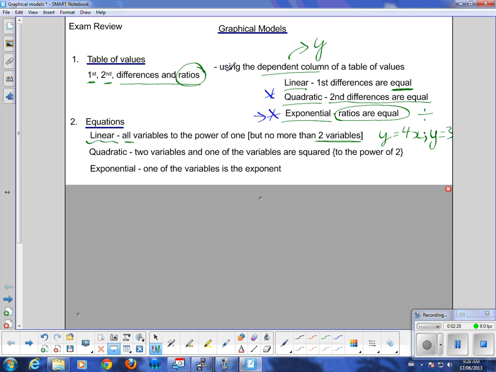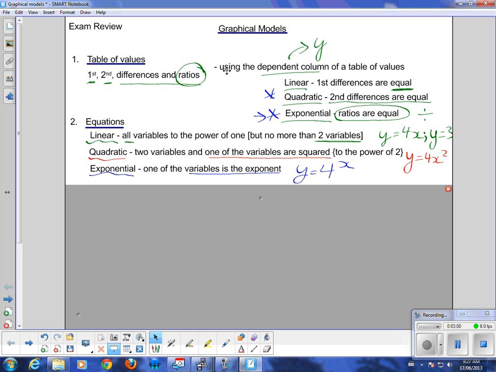Quadratic: the way we know something's quadratic is if I have 2 variables and one of them is squared, in other words, to the power of 2. So y equals 4x squared, for instance. Because the x is squared, I know it's quadratic. And the last kind is exponential. I know something is exponential if one of the variables is the exponent. So y equals 4 to the x. You can see the exponent is x, therefore it makes it exponential.